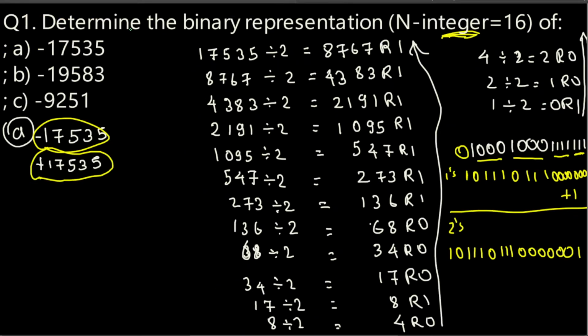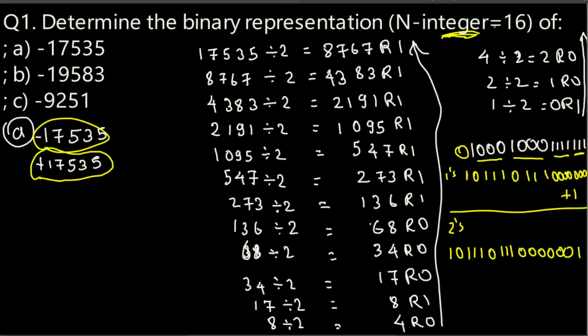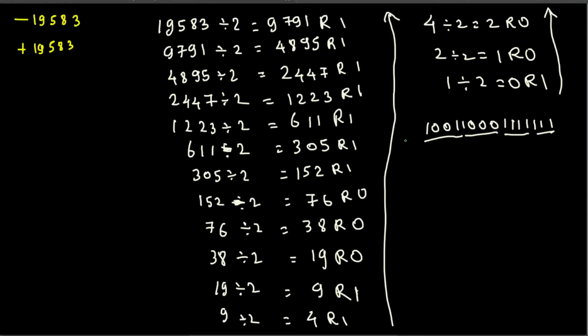Okay, let's make sure I'm dealing with the second one, 19,500. Let's see how many bits. 4 bits, 8 bits, 8 plus 4, 12, 12 plus 3, 15. But the question requires us to give the answer in 16 bits, so we add one more bit right here. And then now we have to do 2's complement to represent the negative.